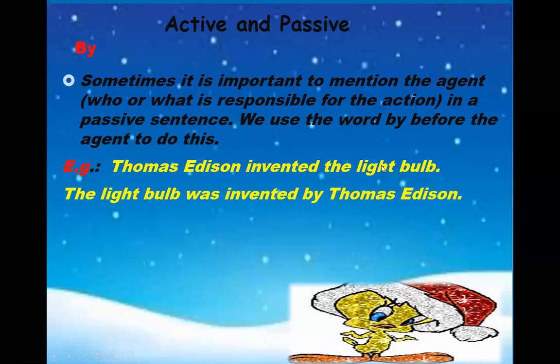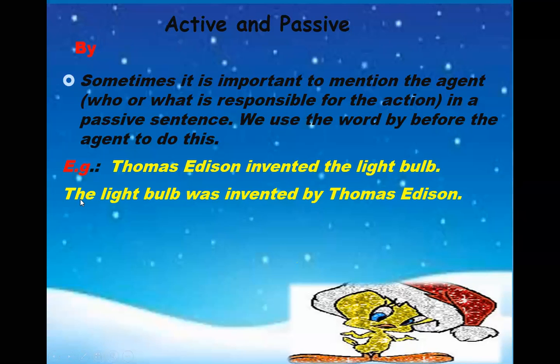So we will start with the light bulb. If we want to change it into a passive sentence, I'll start with the light bulb and the verb to be suitable to the tense. Here we have the past simple. We add "was" and then "invented", the past participle of invented, it's the same, by Thomas Edison. It's important here to add "by", because if we don't say the agent, or the one who did the action, the sentence will not be clear.